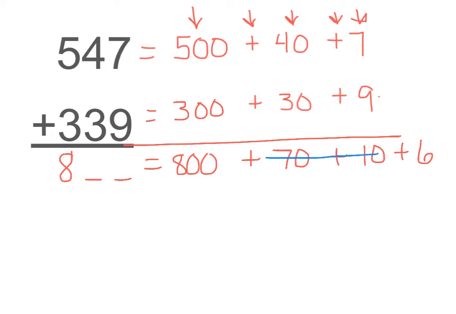70 plus 10 equals 80. We combine our tens together. So we now have a nice number in expanded form. 800 plus 80 plus 6 equals 886. Nice. Let's try another one.